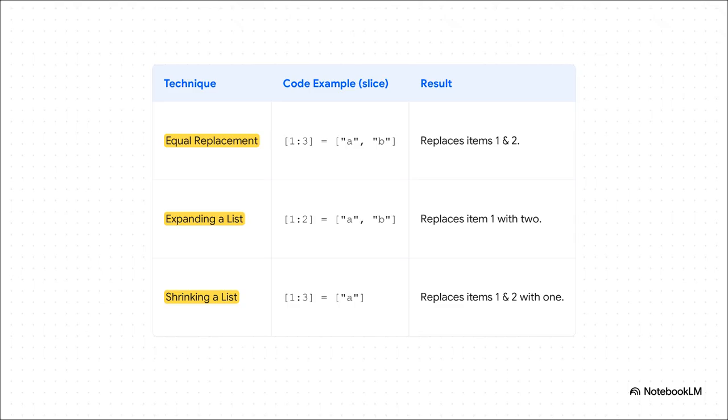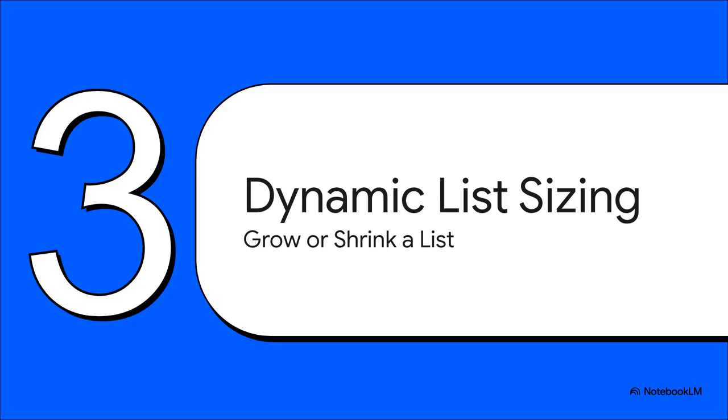But then you can do something amazing. You can replace just one item with many items, which makes your list grow. Or you can do the opposite and replace many items with just one, shrinking the list. This flexibility is just incredible. So this brings us to one of the coolest features of list manipulation, being able to change the actual size of the list on the fly. Slicing isn't just about swapping values, it's about completely reshaping your data.